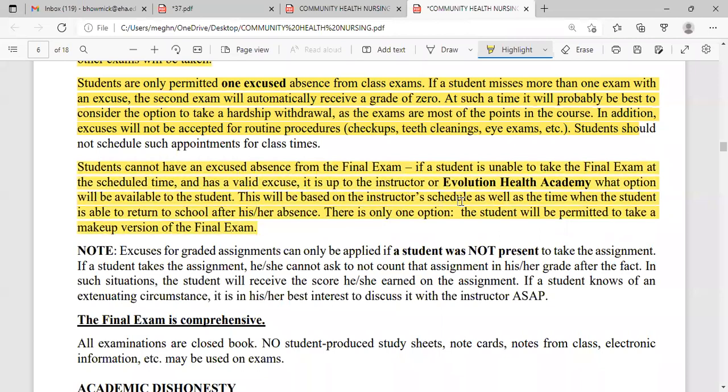Excused absence for the final: if the students are unable to take the final exam at the scheduled time and have a valid excuse, it is up to the instructor or Evolution Health Academy what options will be available to the student. This will be based on the instructor's schedule as well as the time when the student is able to return to school after his or her absence. And this is one option: the student will be permitted to take a make-up version of the final exam.